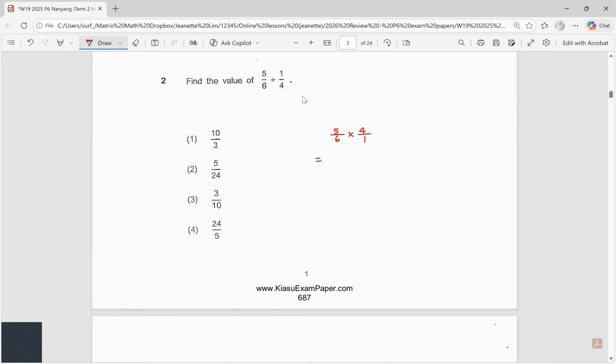So from here, you can actually simplify. 6 and 4 both divide by 2. So you'll have numerator 5 times 2, which is 10. Denominator is 3 times 1, which is 3. So you don't need to change to mixed number because the options here provided do not have any mixed number. So 10/3, option 1.